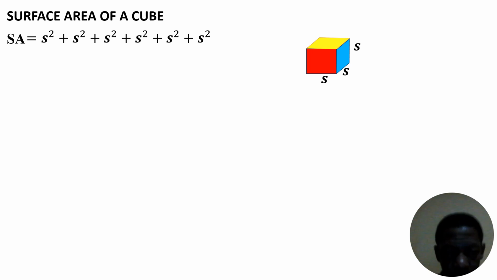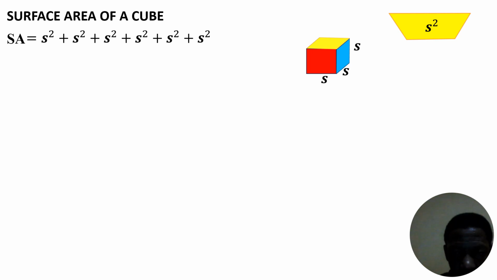Right, if we consider the surface area of a cube, we will have 6 faces, and these 6 faces will have identical areas. So each face will have an area of s squared. Because we have 6 faces, that means we will have 6 faces of area s squared.